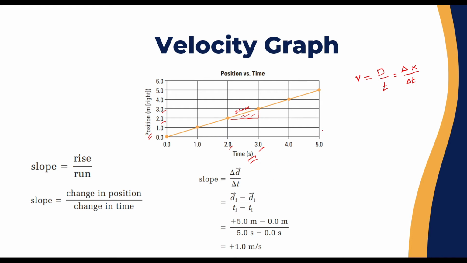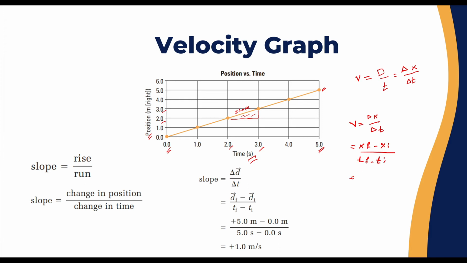In this case, if we want to find the velocity of the whole graph, we keep in mind that we go from 0 to 5 seconds, and we moved from 0 to 5 meters in position. So to find the velocity based on this graph, the total velocity would be delta x over delta t. And that would give you x final minus x initial over t final minus t initial.